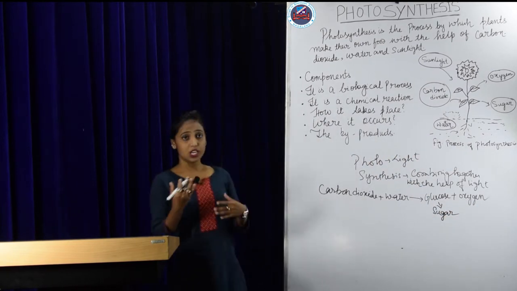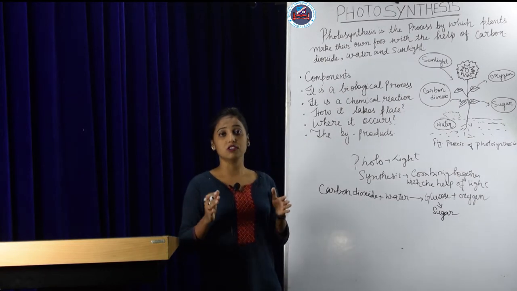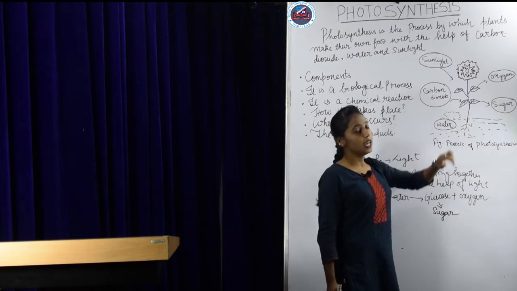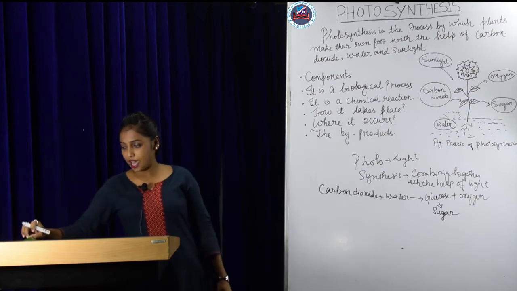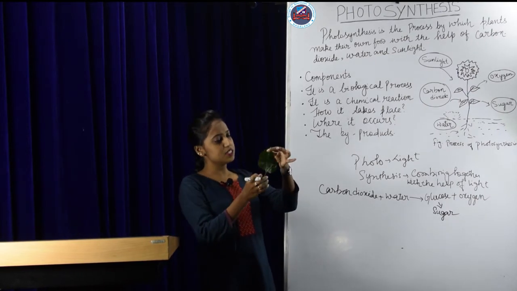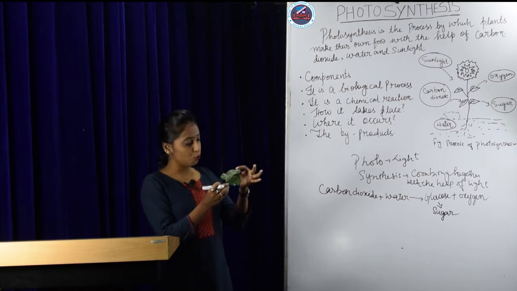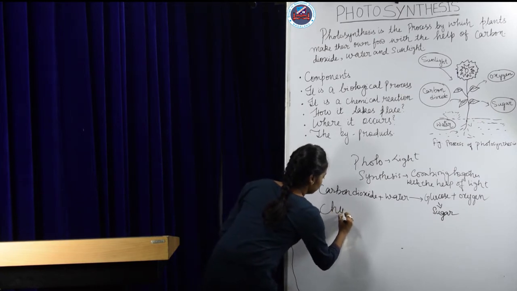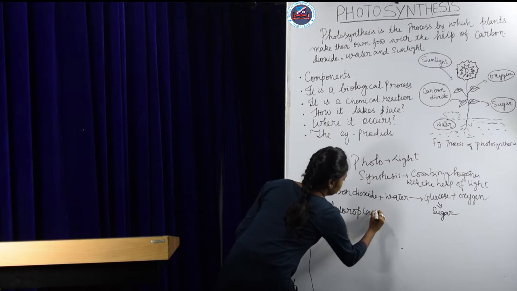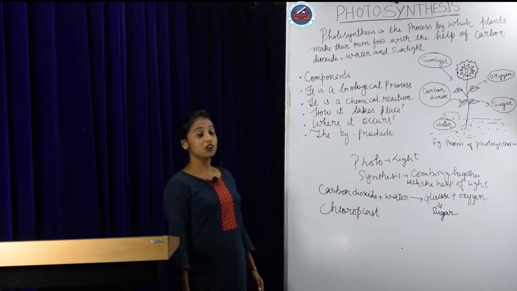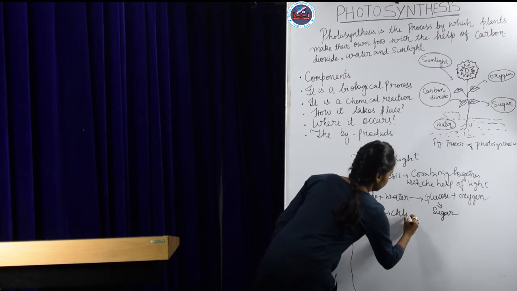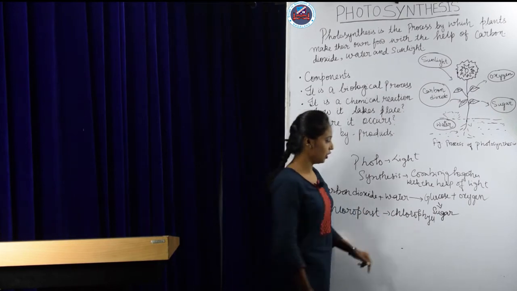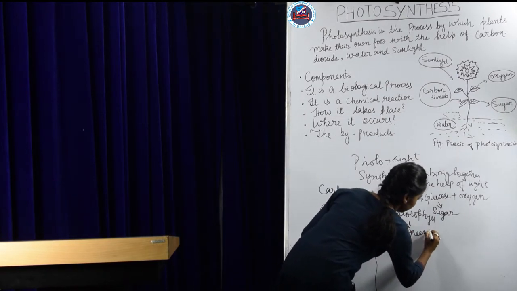Now, the next question comes, where does photosynthesis occur? Photosynthesis occurs in the leaves. See, I have a leaf with me here. So these leaves contain cellular organelles which are known as chloroplasts. These chloroplasts contain chlorophyll, which is a green color pigment.